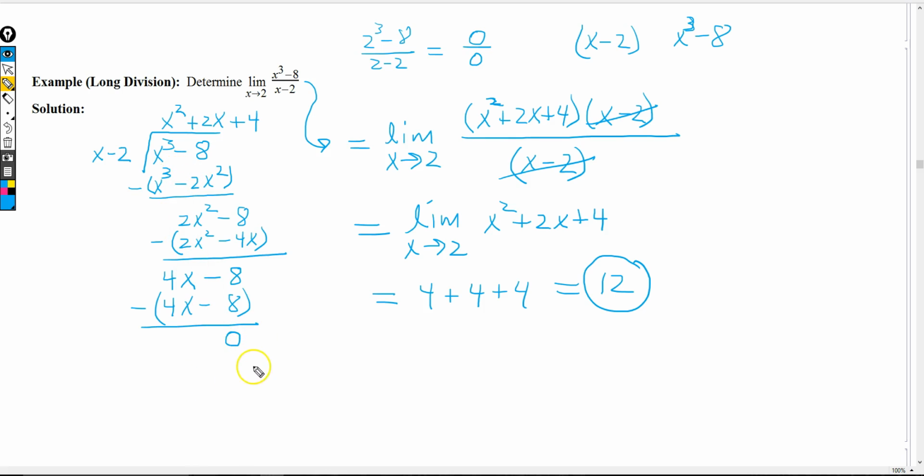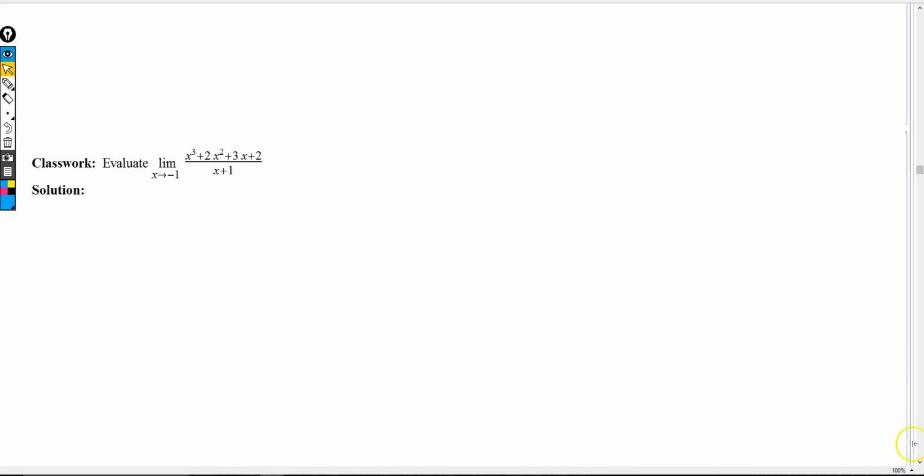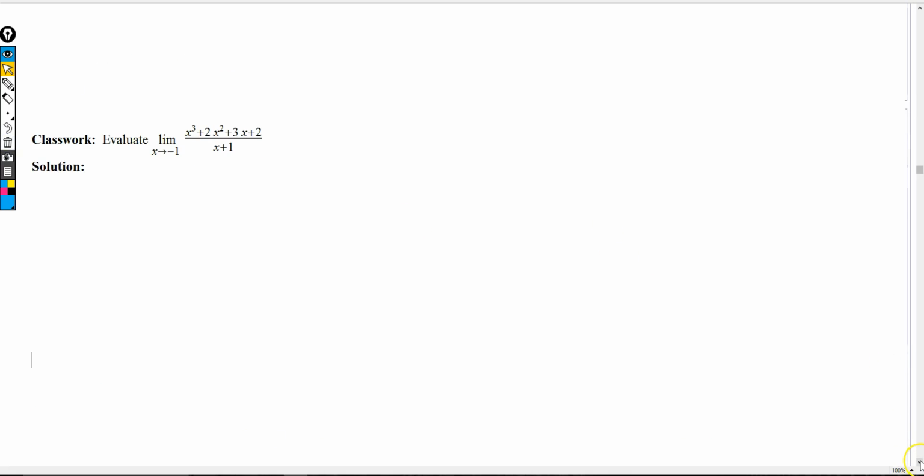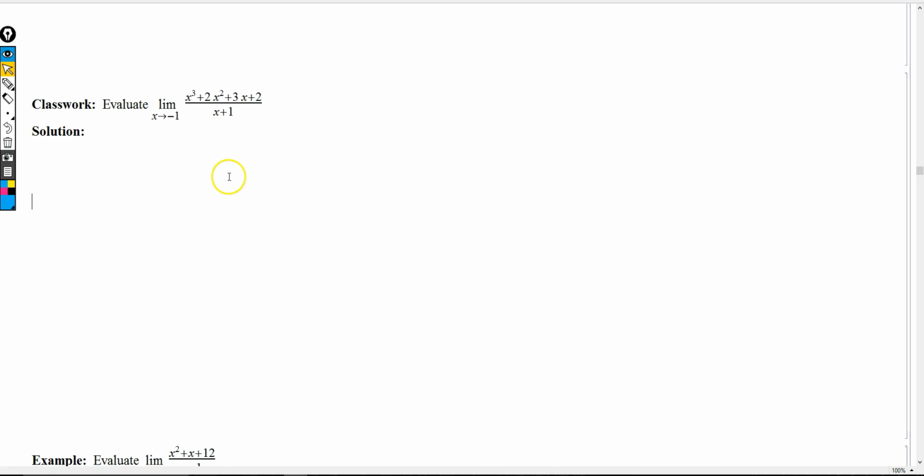All right. One more here, like this. So let's try this problem. In fact, I'd recommend that you try this one on your own. And I'm going to assume that you paused the video and tried it, so let's go over the answer. So, limit as x approaches -1 of this polynomial cubic divided by x plus 1.